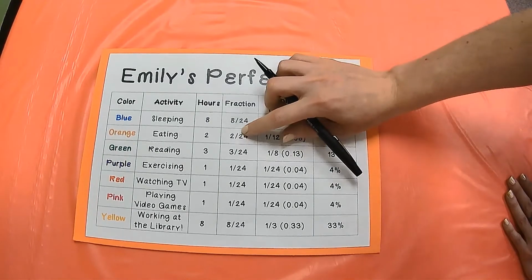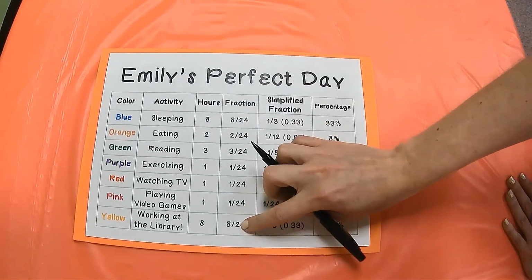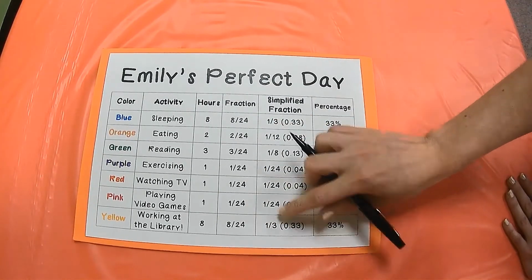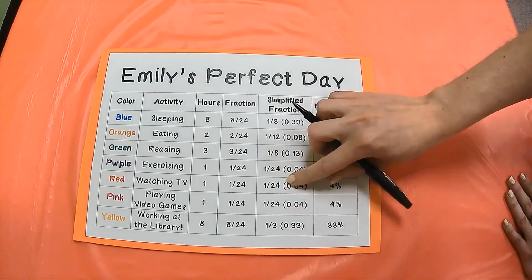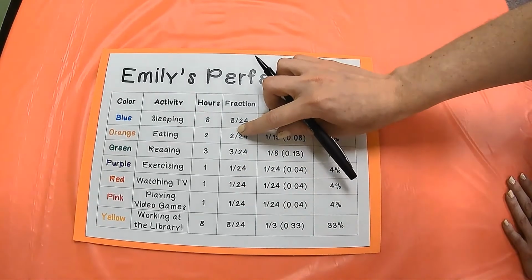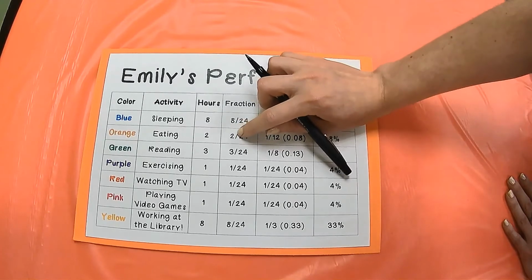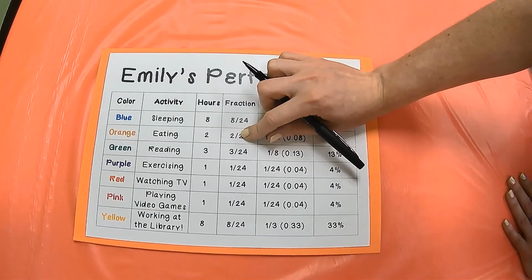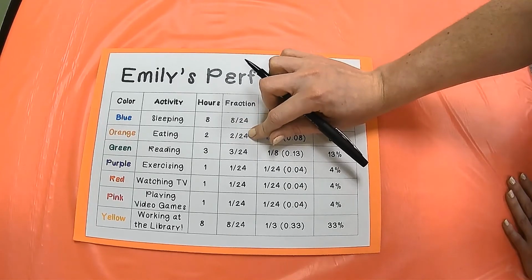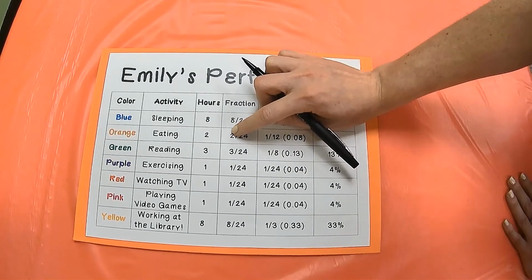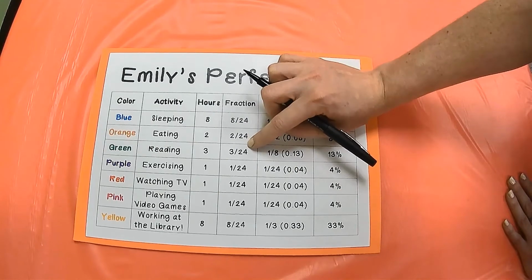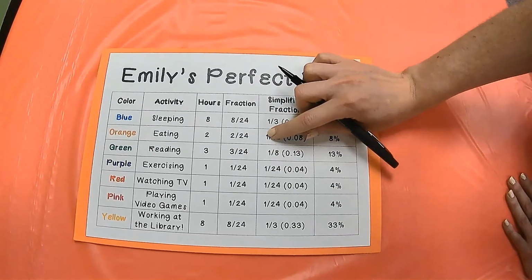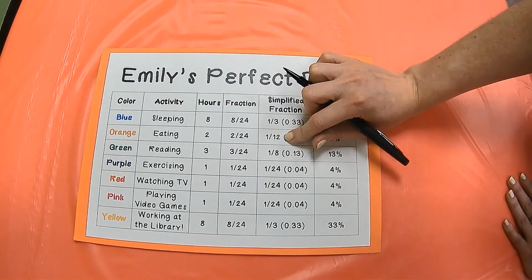All right, and then just really quickly, we do have another 8/24, so that's also going to be 1/3. 1/24 cannot be reduced any further, but these two can. And you're just going to divide the numerator and the denominator by the greatest common factor. 2 is a factor of 24, so 2 divided by itself equals 1. 24 divided by 2 is 12, so 1/12 is the simplified fraction.